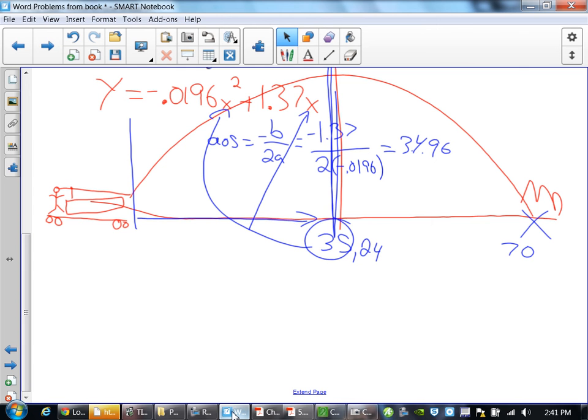I want you guys to work through as much of this packet as you possibly can. I think there's maybe a dozen problems in here. Some of them are a lot easier than others. A lot of it is just a matter of reading what it's looking for. You're looking to see if you're trying to find a maximum or a minimum value, and going from there.